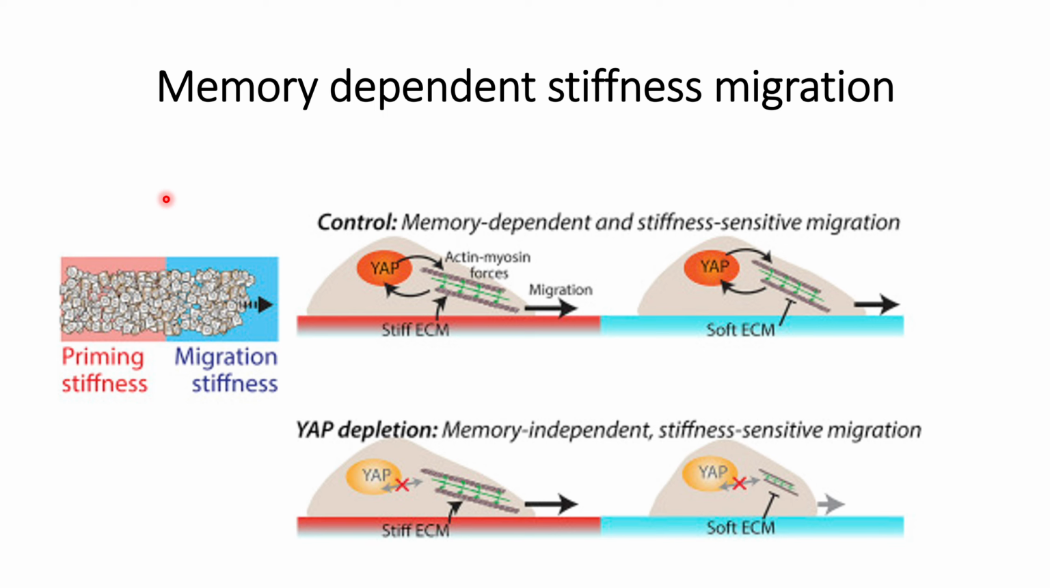They have used two major terms in their paper: priming stiffness and migration stiffness. Priming stiffness is the condition where the cells are exposed to controlled conditions, and in the migration stiffness they expose the cells to different conditions and check whether the cells regain their characteristics or remain with the same characteristics that they acquired during priming.